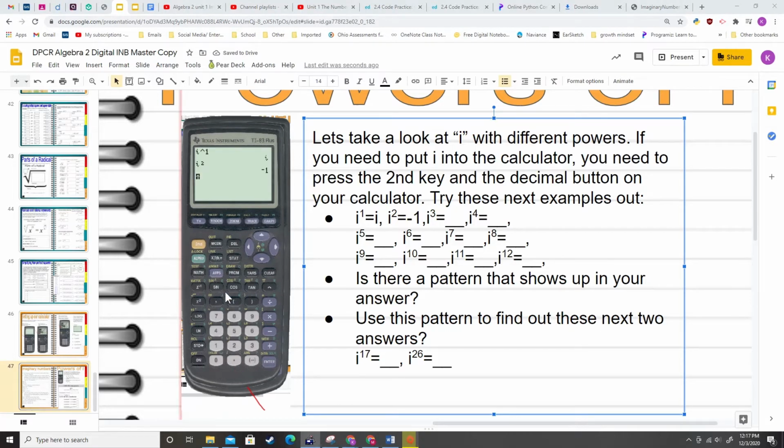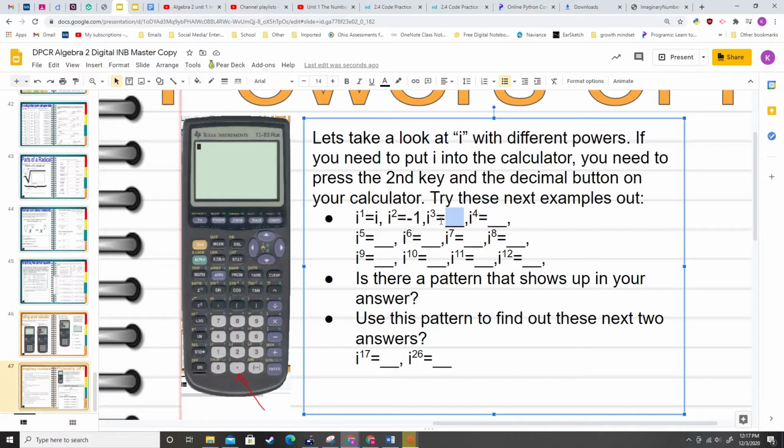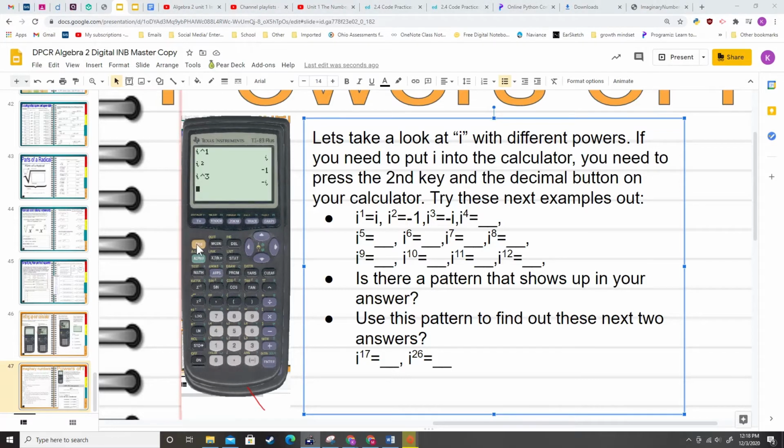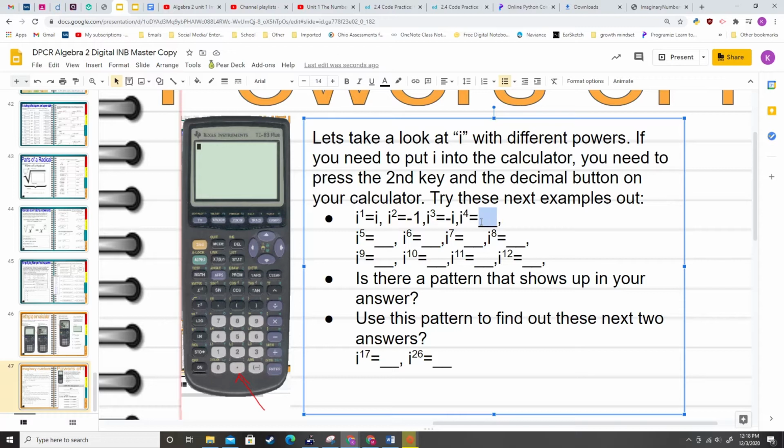All right, next one. We got i. This time we're taking it to the third power. I to the third power gives us a negative i. That's a little weird. So let's look. We got negative i. And then for the next one, we put i to the fourth. I to the fourth power is positive 1 this time. What is going on here? Positive 1. Okay.